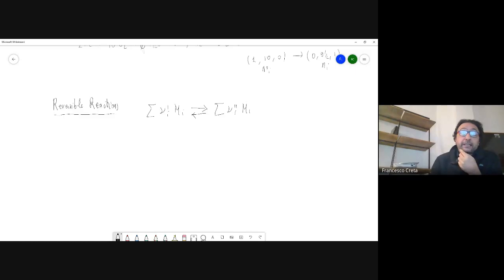So what does this say? It's still a statement whereby for every ν_i' moles of M_i disappearing, we have ν_i'' of M_i appearing. But now you can also add, vice versa, that for every ν_i'' of M_i disappearing, you still have ν_i' of M_i appearing.